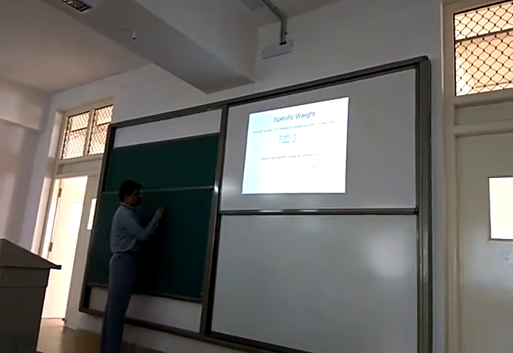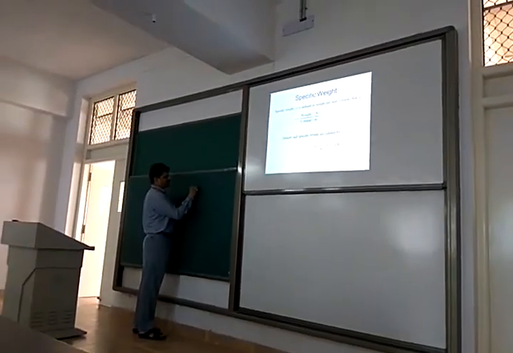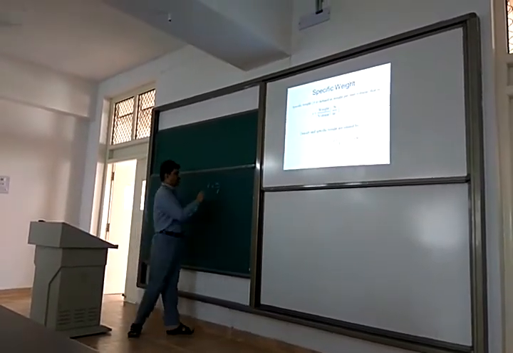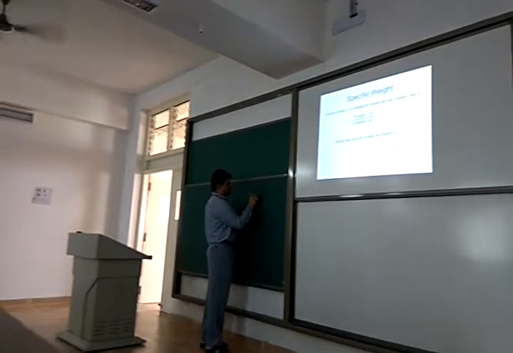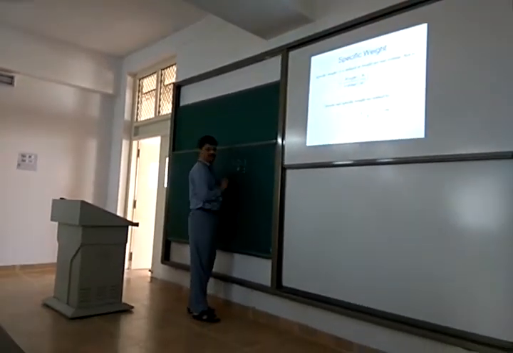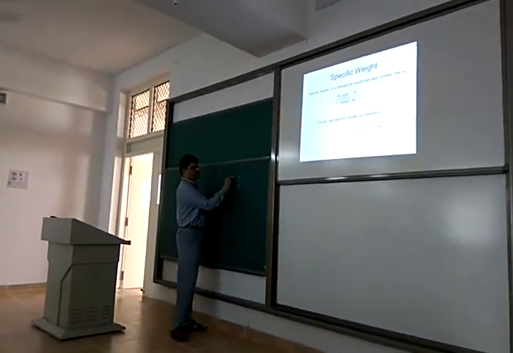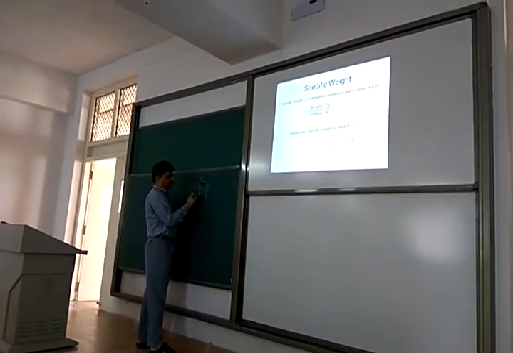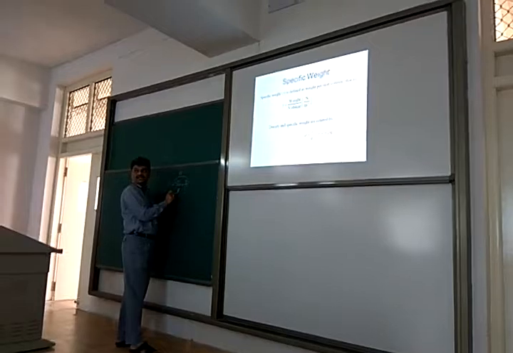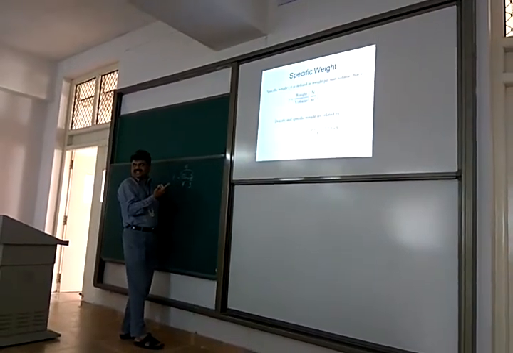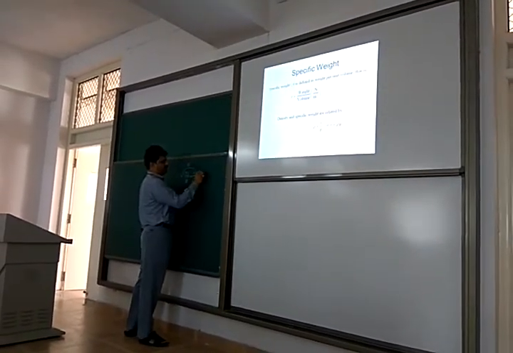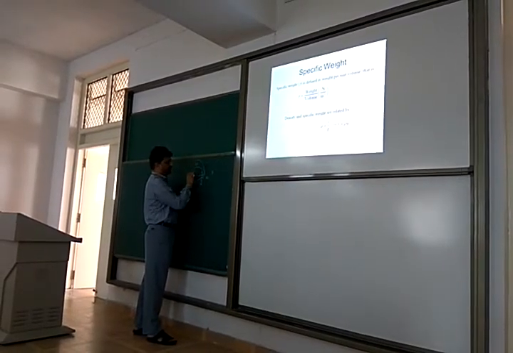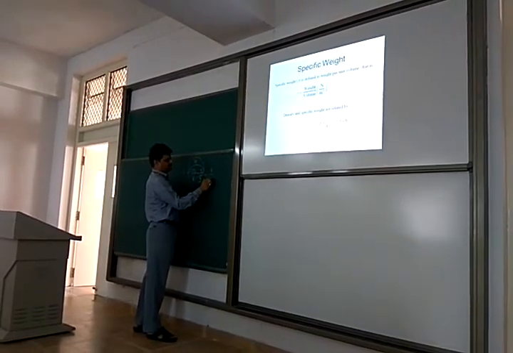Here we start from mass density. Mass density is mass per volume. I multiply by g, the gravitational acceleration. Mg is weight. Weight divided by volume is? So this together is gamma.